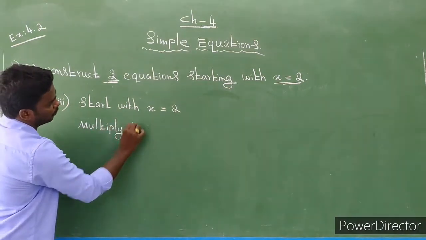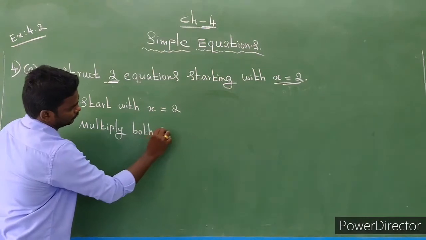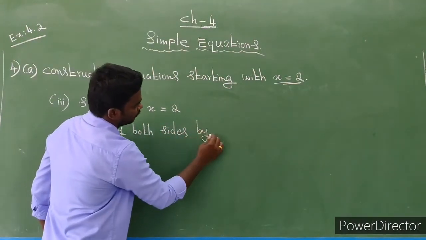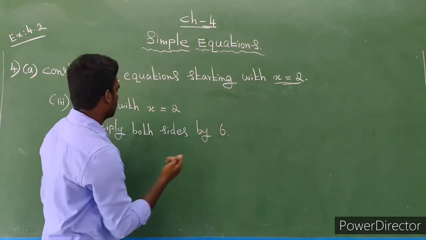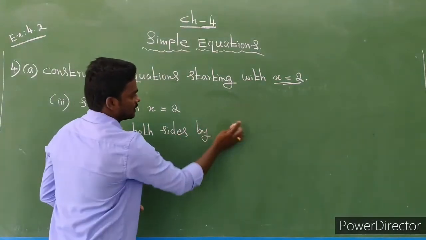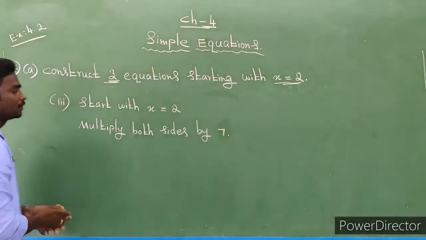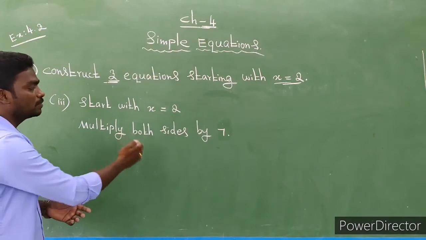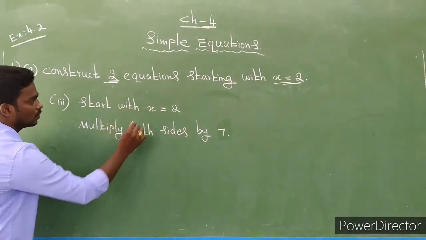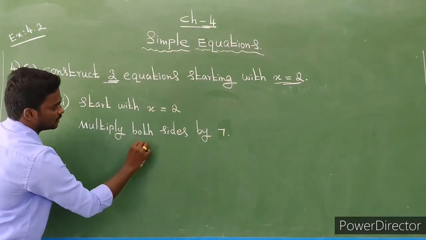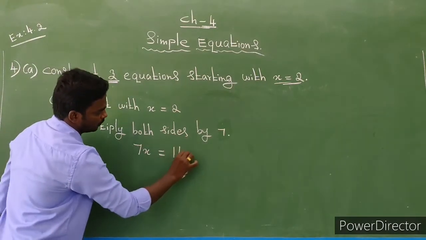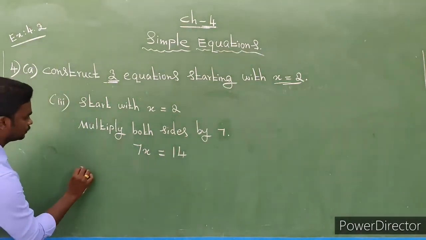Multiply both sides by 6. We can multiply both sides by any number. So multiply both sides by 6 or 7. Any number, right? We can choose any one number. Multiply both sides by 7. So what we get, 7 into x is equal to 7x, which is equal to 2 into 7, what is that? 14.